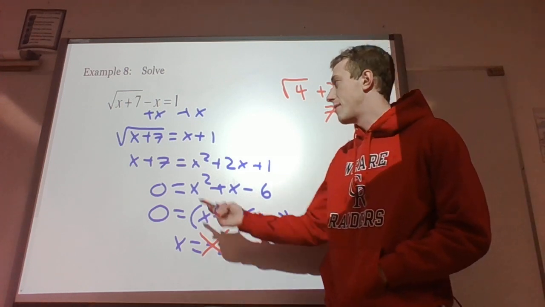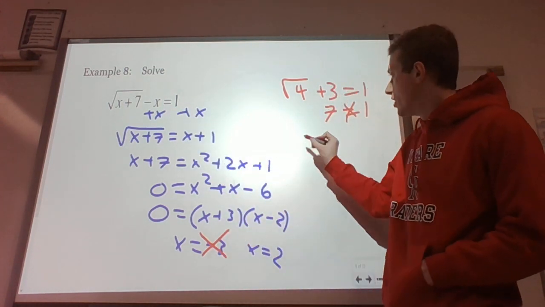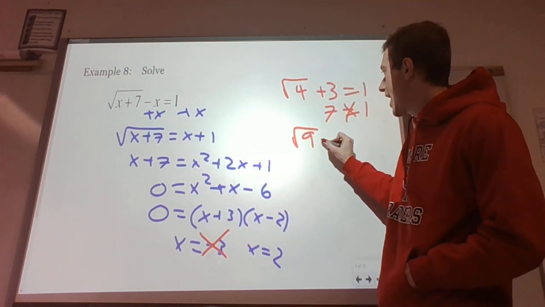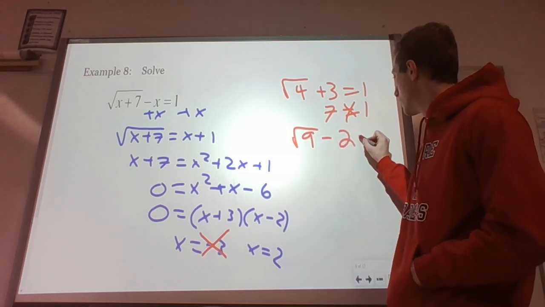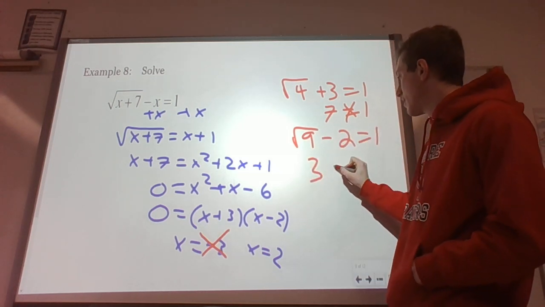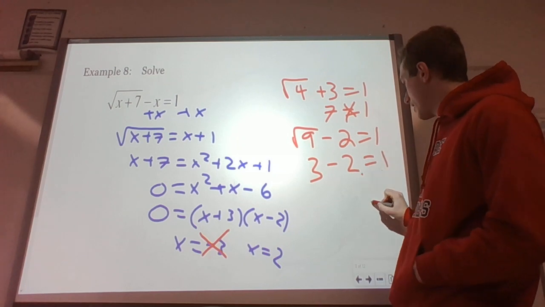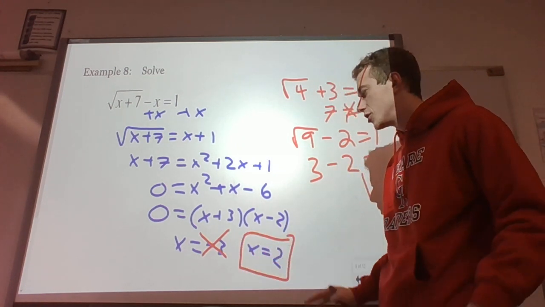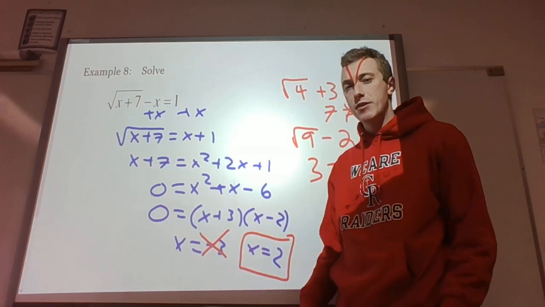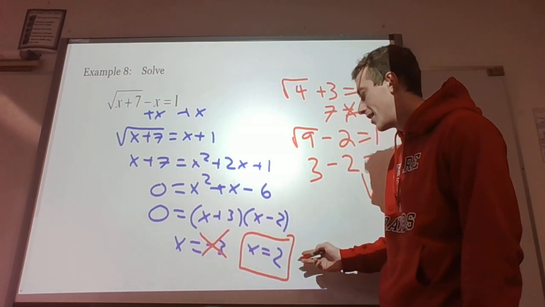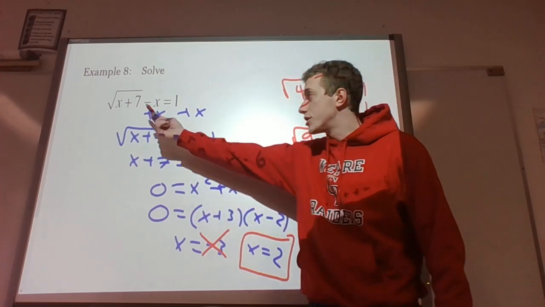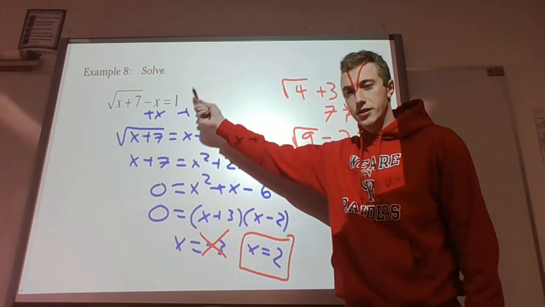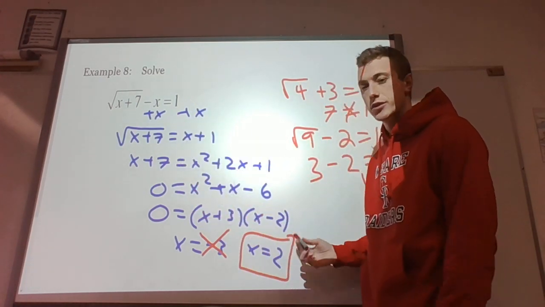Let's try 2. Maybe that'll work out better. 2 plus 7 is 9, so we have root 9 minus 2 equals 1. Is 3 minus 2 equal to 1? Yes, it is. So therefore, x equals 2 is the solution we want. X equals -3 was extraneous, so we'll eliminate that. You would say the solution to this radical equation is x equals 2.